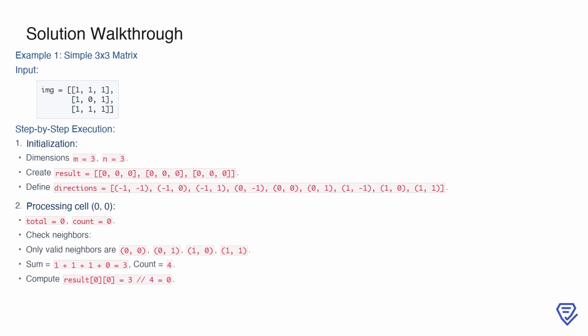Now, let's process the top left cell, 0, 0. We initialize total to 0, which will store the sum of the cell and its valid neighbors, and count to 0, which will track how many neighbors contribute to the sum. Checking each direction, the valid neighbors are 0, 0, 0, 1, 1, 0, and 1, 1. Adding their values, we calculate the sum as 1 plus 1 plus 1 plus 0 equals 3, and the count becomes 4. Finally, we compute the smoothed value for this cell as the floor division 3//4, which equals 0. This value is stored in result 0, 0.